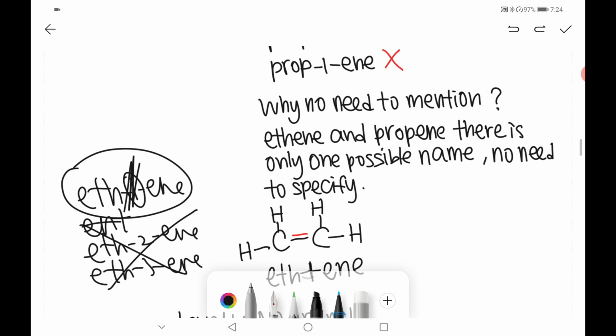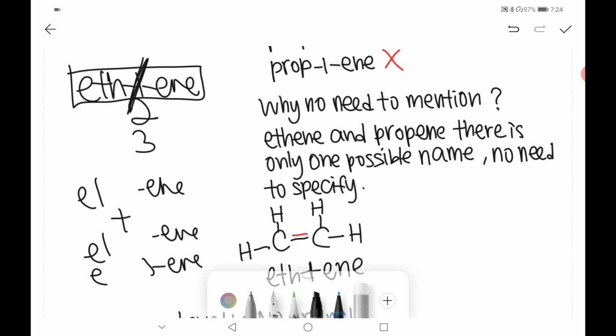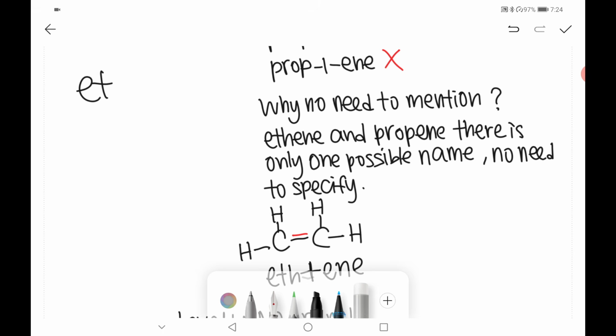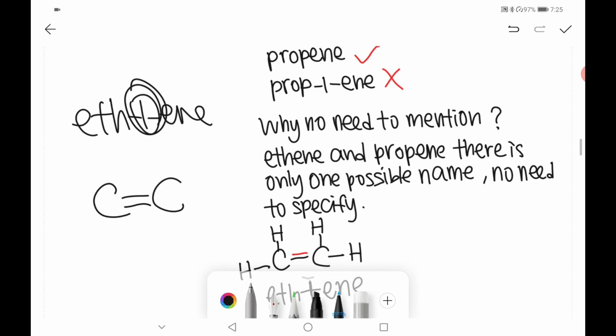But for ethene, it is forever number 1 only. You will never get 2-ene, you never get 3-ene. Since there's only one possible answer, no need to mention the number. Just call it ethene. Because when you use the name ethene, we already know the double bond is always at the first carbon. So you don't need to purposely tell people that in ethene, the double bond is on the first carbon, because it must be at the first carbon already. No other possibility.